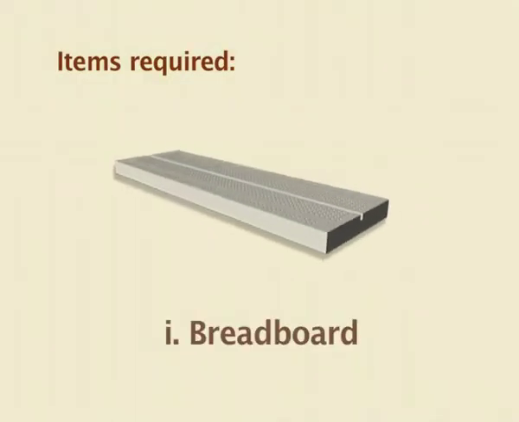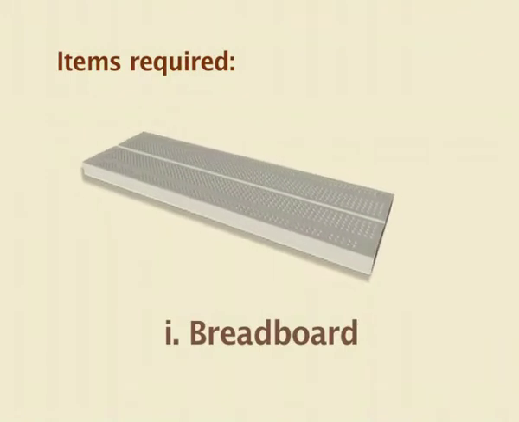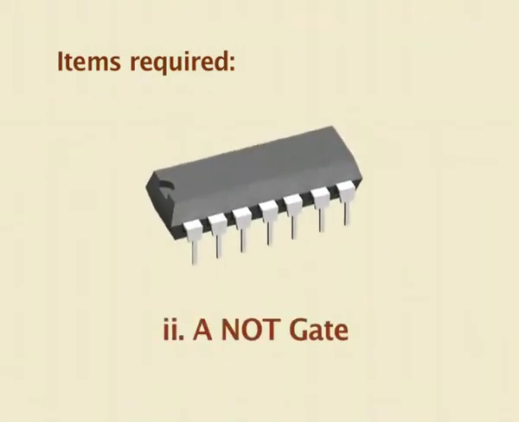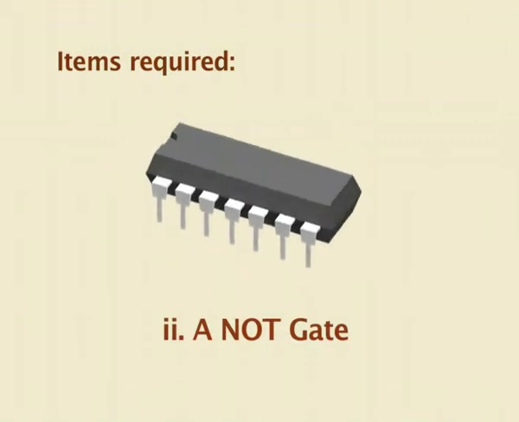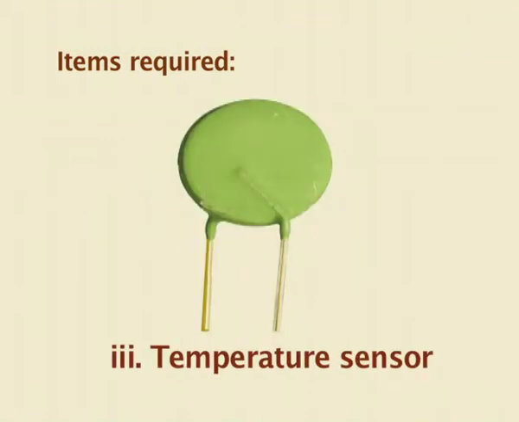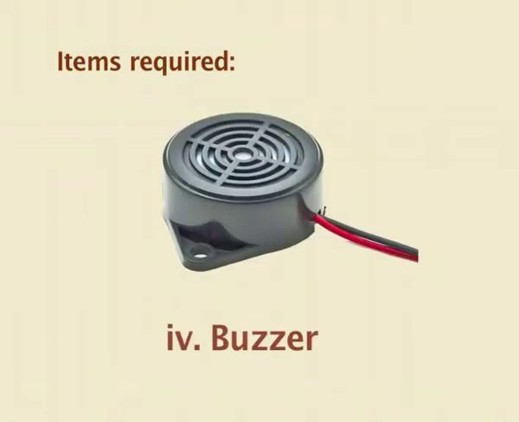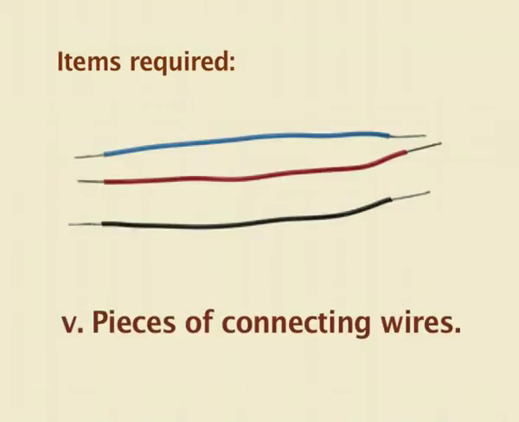Now, we can also use a breadboard and discrete components to solve this problem. And in doing so, we shall require the following items. 1. A breadboard. 2. A NOT gate. 3. A temperature sensor. 4. A buzzer. And 5. Pieces of connecting wires.